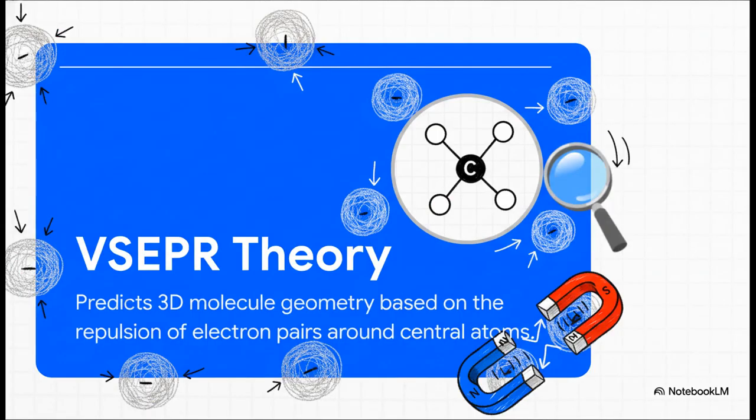So how do we predict the shapes these bonds are going to make? Well, scientists have this model with a mouthful of a name, VSEPR theory. But don't worry about the acronym, okay? The main idea is actually super simple. Electron pairs are all negatively charged. So, just like trying to push the same poles of two magnets together, they push each other as far apart as possible. That's it. And check this out.